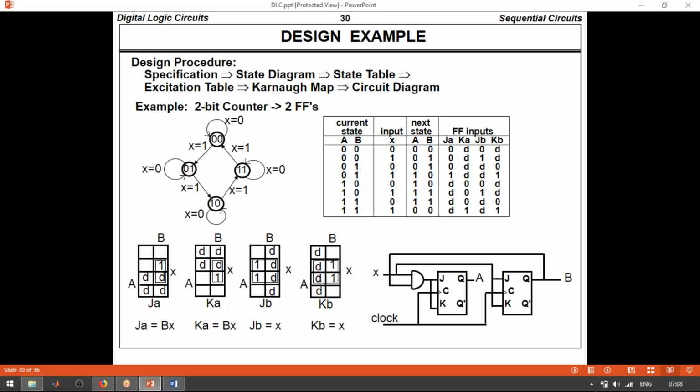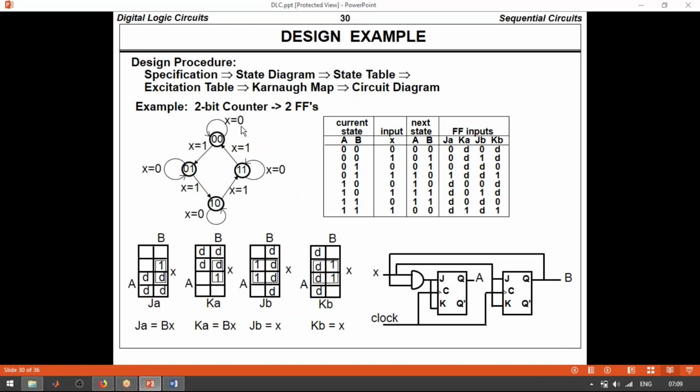In a Mealy machine, the output depends on the state and the input. And in case of Moore, the output depends only on the state, not on input. So if you are considering that you are having four states, that is 0 0, then 0 1 and 1 0 and 1 1.